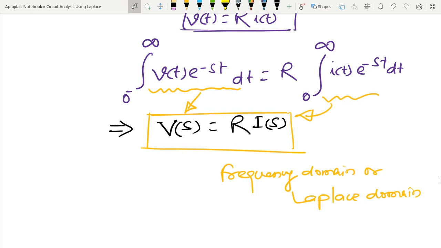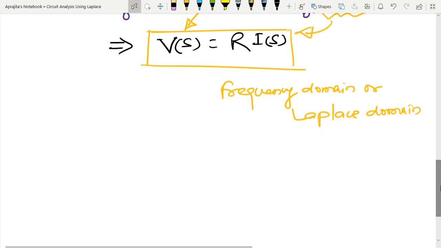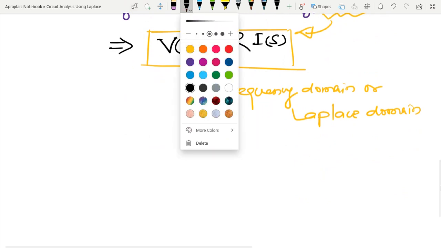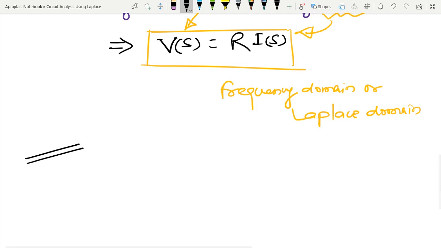Now, and here S is sigma plus j omega, a complex number. Now let us move to the second important electrical component. The second element I am going to take is an inductor.